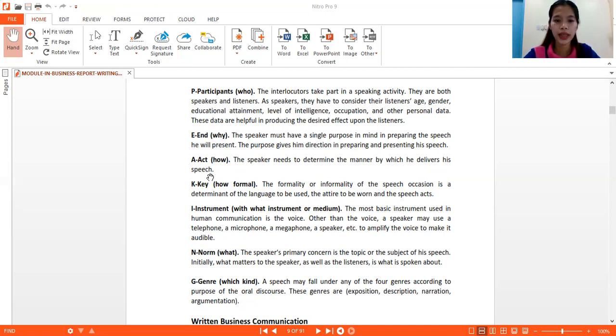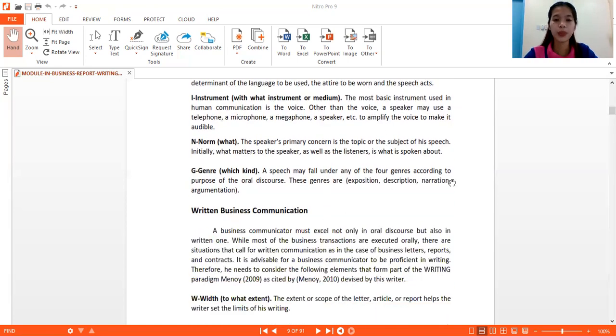Instrument, with that instrument or medium. With what instrument or medium? The most basic instrument in human communication is the voice. Other than the voice, the speaker may use a microphone, a megaphone, or a speaker to modulate, amplify your voice.